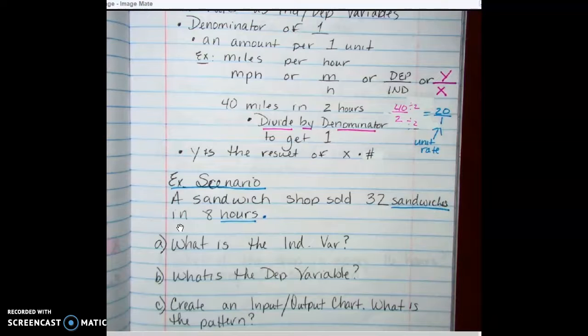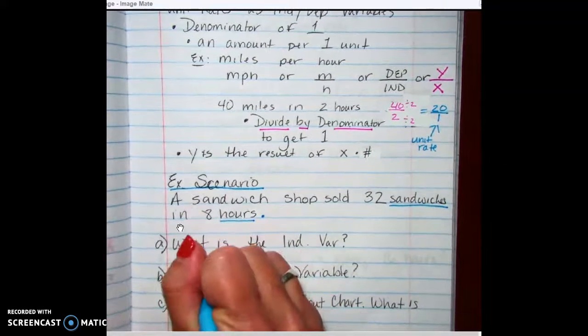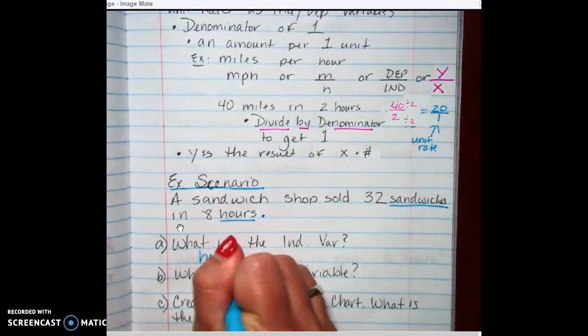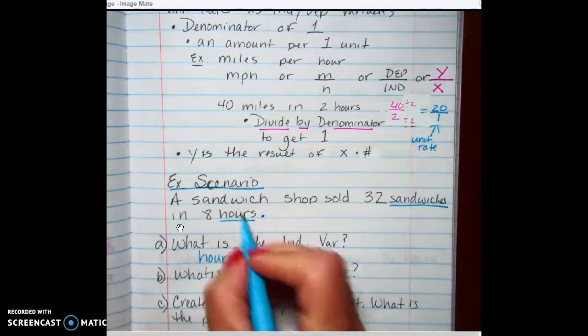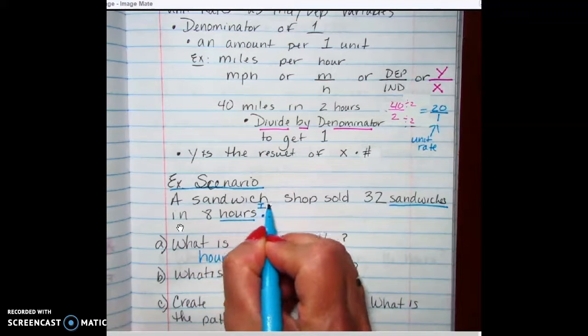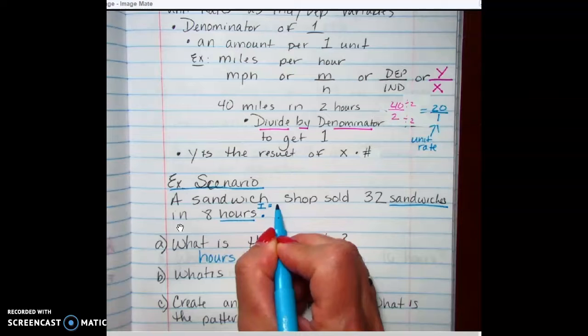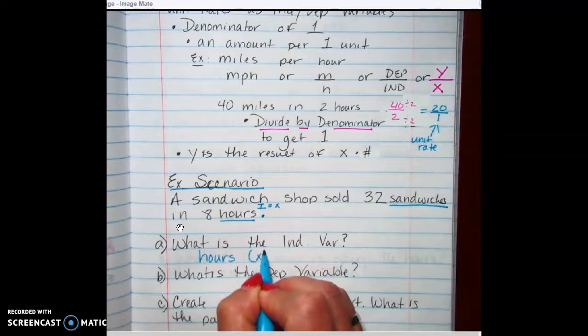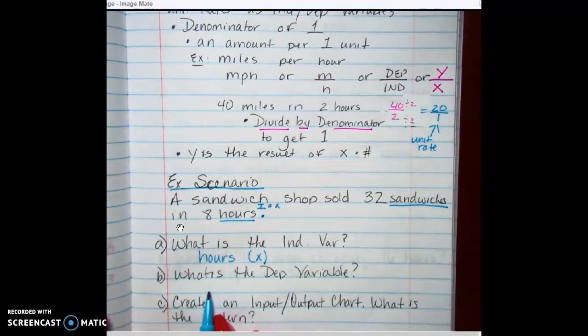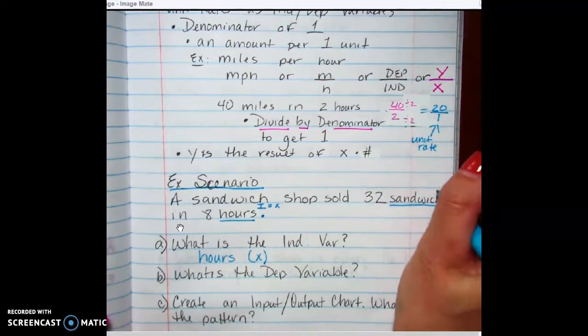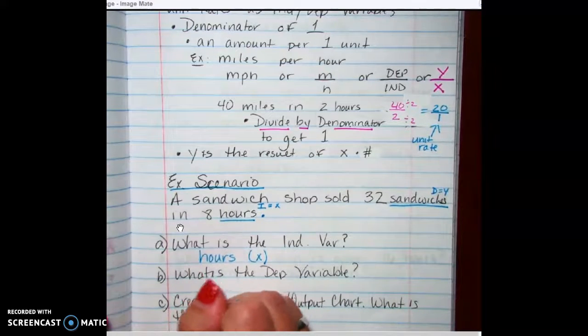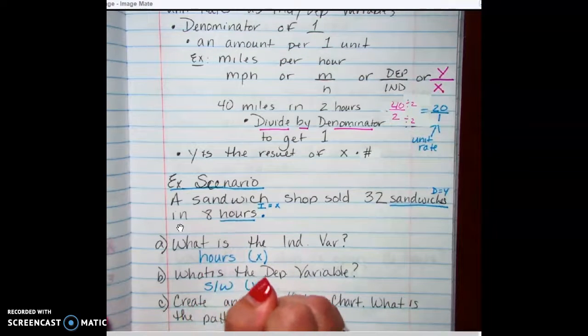Do I make sandwiches without any time? No, I have to have time to make my sandwiches. So hours is my independent variable, which equals, it would be my x. So the only thing that's left over is my dependent variable, which is sandwiches. And I'm going to just abbreviate.